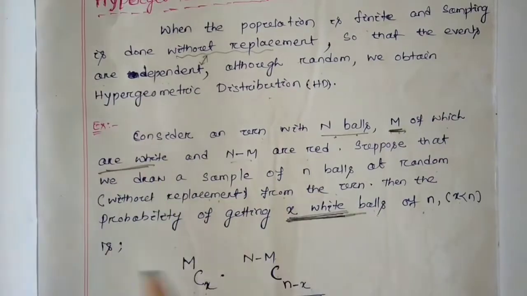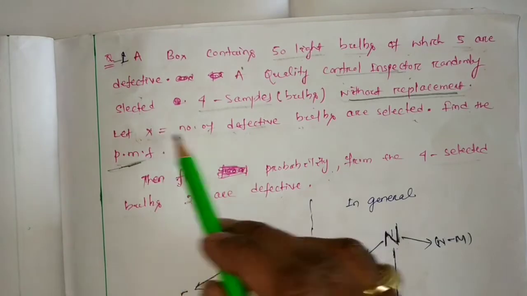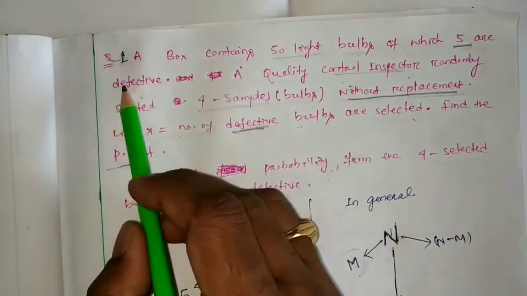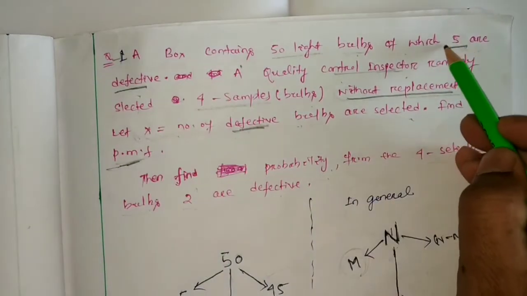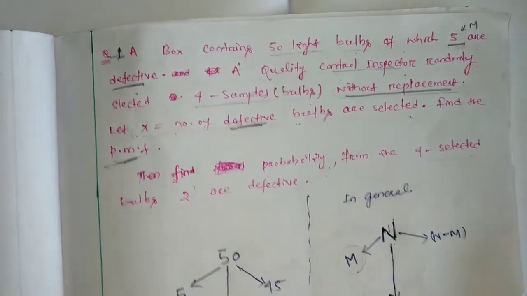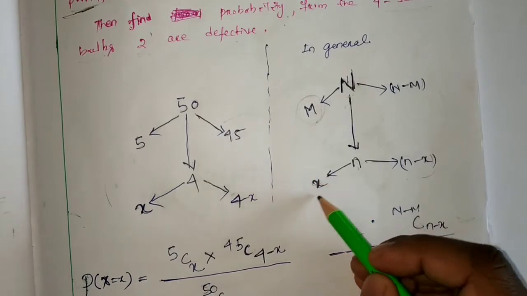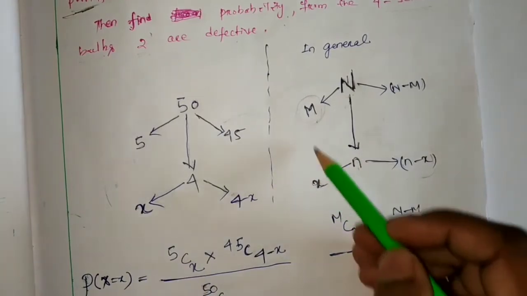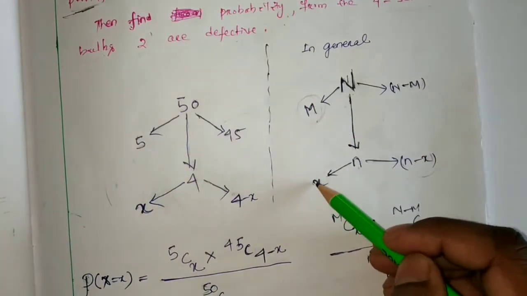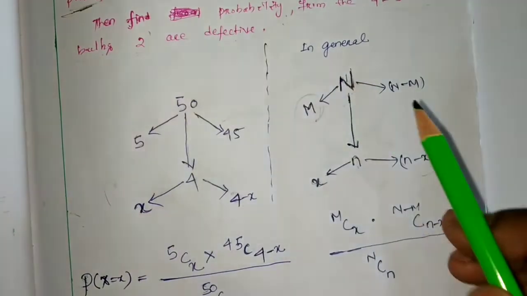So here in this question you can find what X, the number of defective, is, and 5 are defective. So here capital M is nothing but 5. On this side you keep what you intend to find out, that is your X, and along this side you have to find out the total number of this type from the total number of samples. I repeat this sentence.